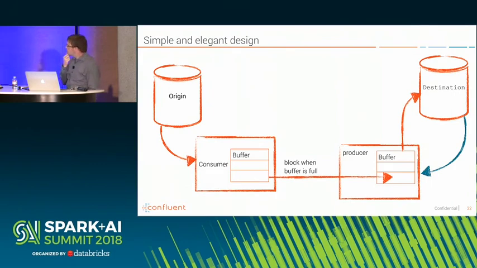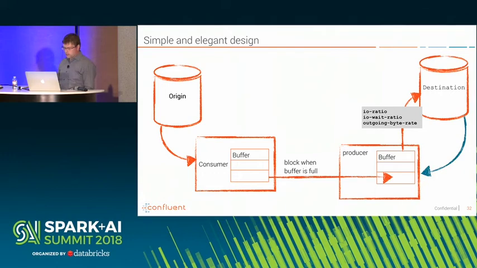So if you think about how a replication stream processing job works, you just take the data from the origin, buffer it in the consumer, send it down to the producer, block it when it's full, and write to the destination and acknowledge it. So at each of those steps, you can have something go wrong. And I'm going to walk you through what you need to pay attention to and how you can identify the problem.